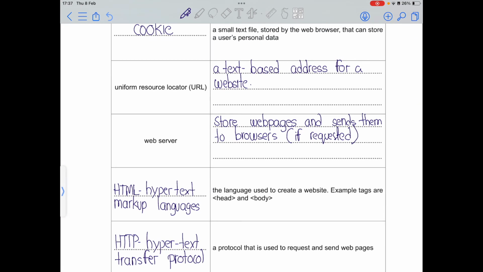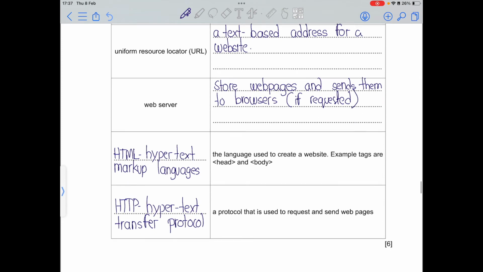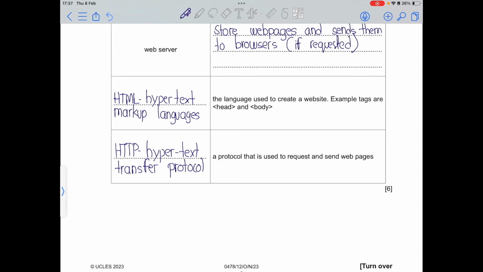Whenever you're searching for something, the request is taken from your web browser to a web server, which is actually serving the website, and the appropriate HTML pages are sent from the web server to your browser, which then translates, renders and displays the web page for you. Moving on to the next question.